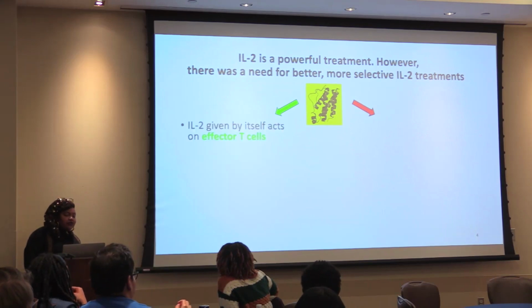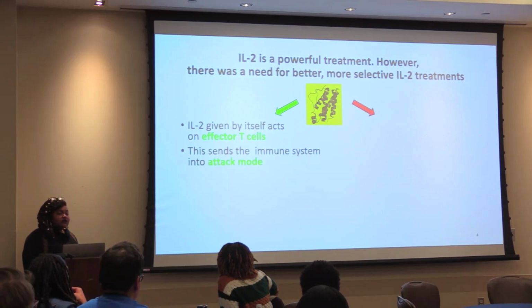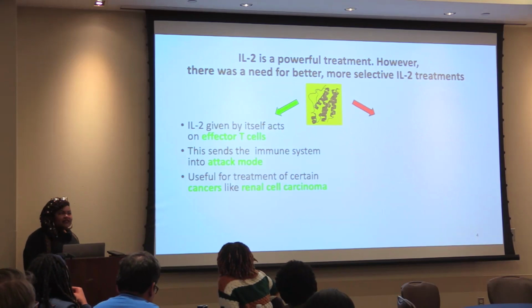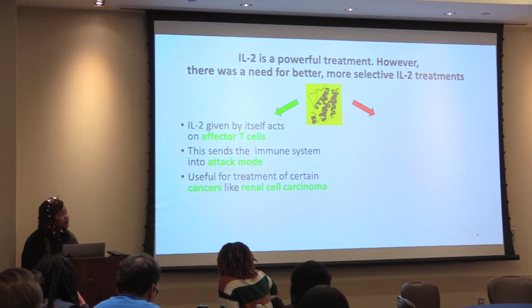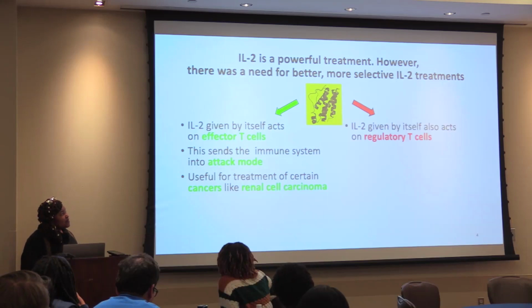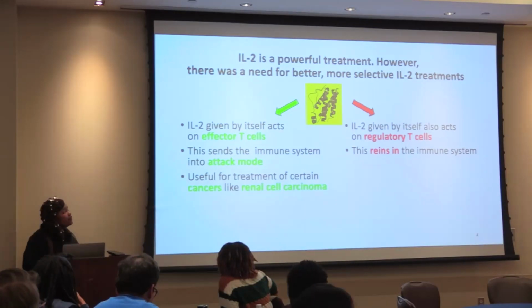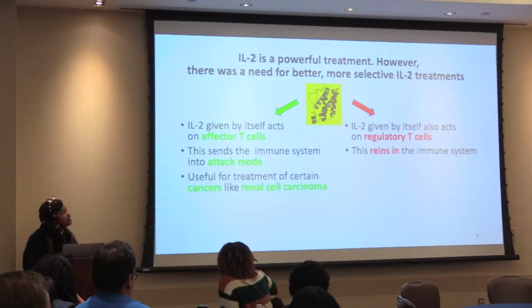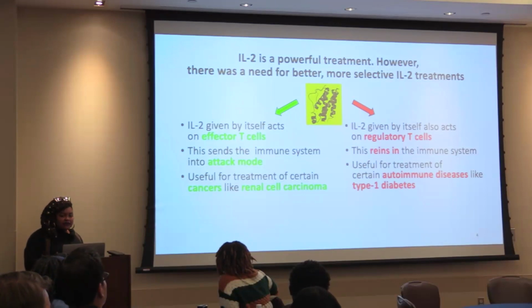One of the problems is that when you give IL-2 by itself, it acts on effector T cells, and that's going to send the immune system into attack mode. And that's useful in certain types of cancer when you want the immune system in attack mode. However, at the exact same time, in the exact same person, if you give IL-2, it's also going to act on regulatory T cells, and those are going to rein in the immune system. Of course, that's useful for the treatment of autoimmune diseases.